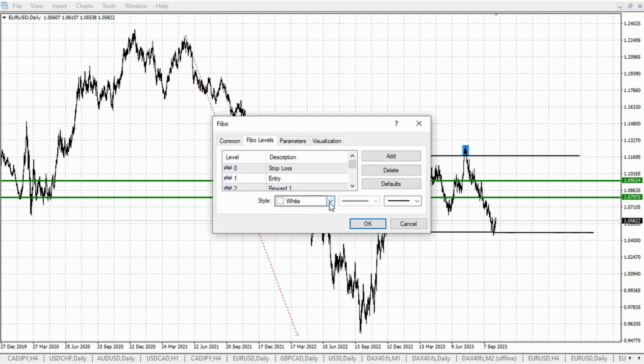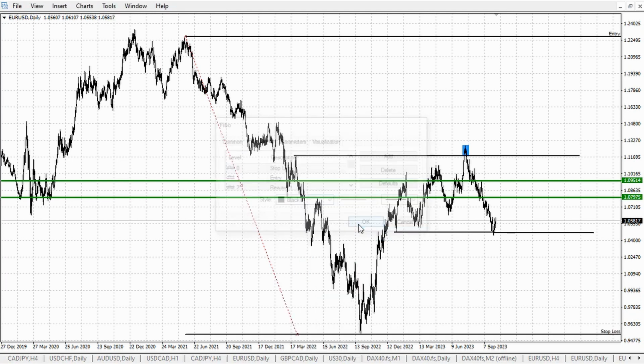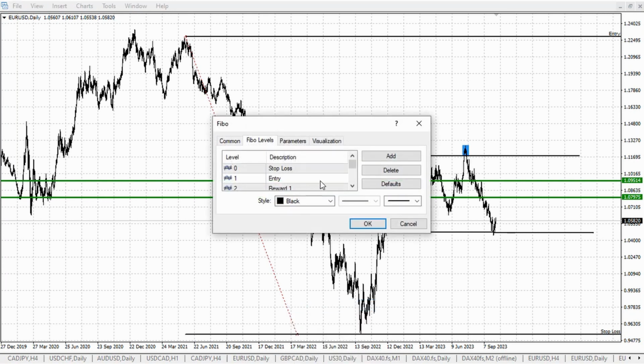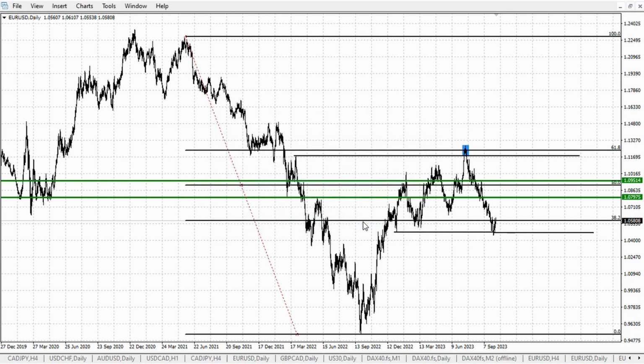Let me switch this to black and you will see what I mean. Okay, let me go here. Oh, okay. Let me click defaults. I will remove the 23.6. I don't like it. Okay. So what do I notice here? I notice that right at this level, I have a 61.8.